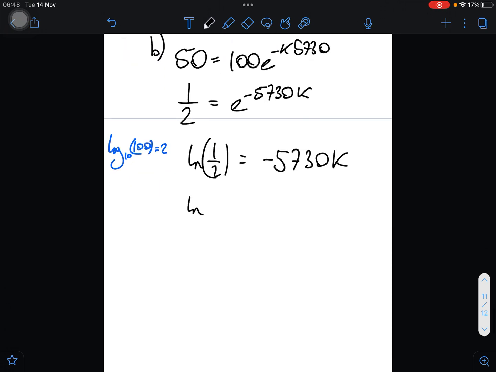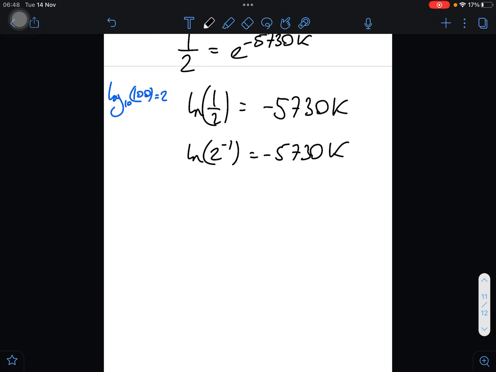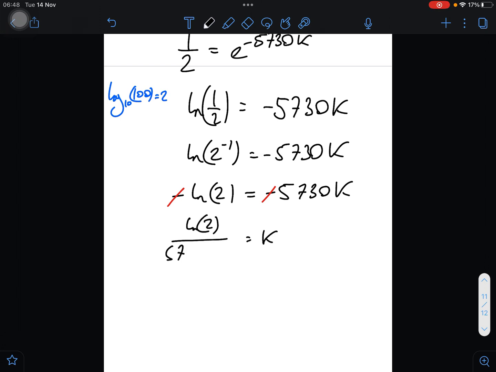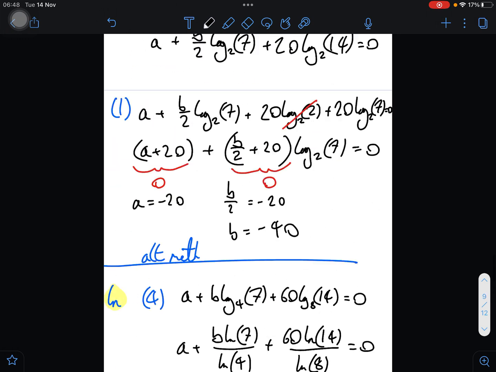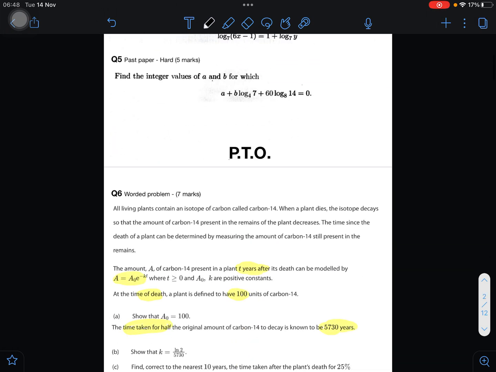Well, we know that ln of a half is the same as ln of 2 to the minus 1 equals minus 5730k. Therefore, we've got minus ln 2 equals minus 5730k. Well, obviously, we've got a minus on both sides here, so we can get rid of those. And so we'd get k is equal to ln 2 over 5730. Okay, part C.